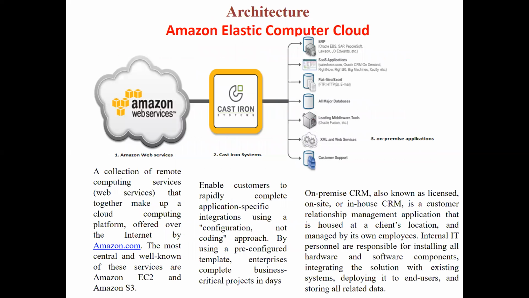This is the brief architecture of Amazon Elastic Compute Cloud. From here, you can see three parts. One, Amazon Web Services. Second, as a last student asked, the Cast Iron system, right? And third, the function of the on-premise application that provides resources. So let's look at each individual section, what kind of function it can provide, right?